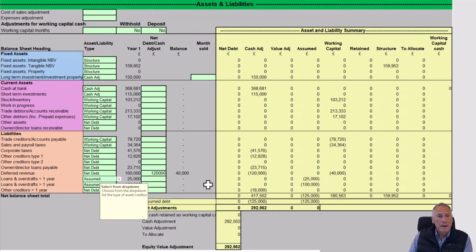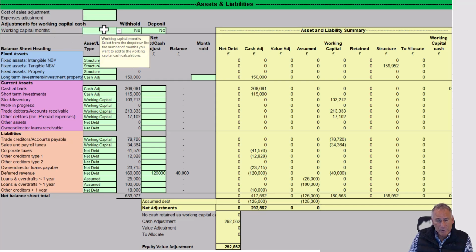On the assets and liabilities, we may want to look at working capital months that we want to retain within the business. Think COVID. If you bought a business just prior to COVID, and that business had to shut down through the lockdowns and you weren't able to trade, it may well be that you still had certain costs going out. For example, rent.